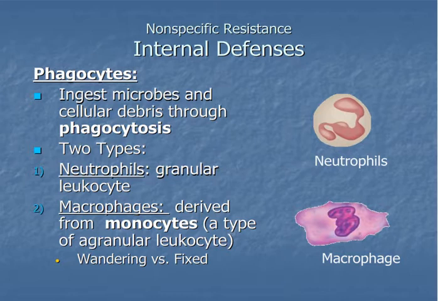Macrophages are derived from monocytes, and we have both wandering and fixed macrophages. Wandering macrophages travel throughout the body. They can travel through the bloodstream, undergo diapedesis, and get to the site of an infection.